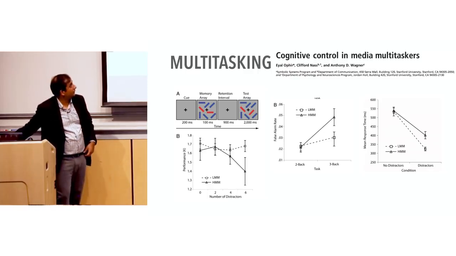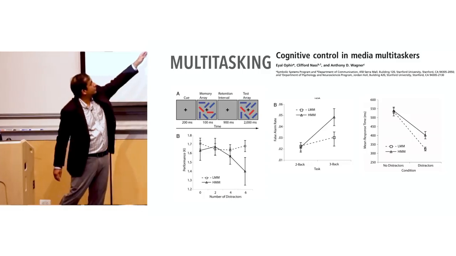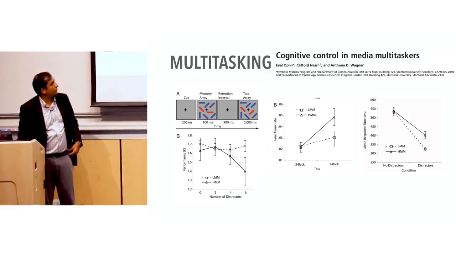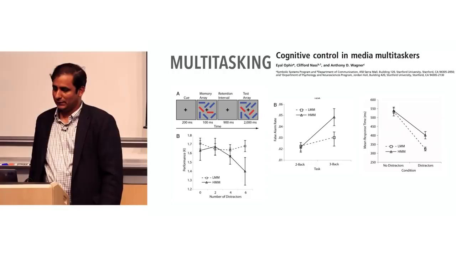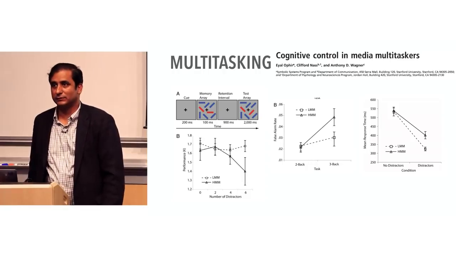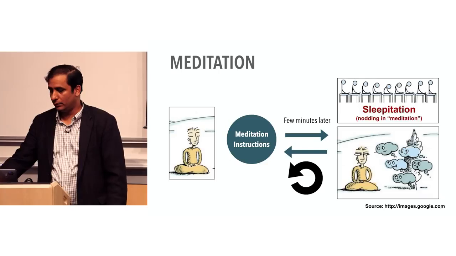Same is true with other cognitive performance, like 2-back and 3-back memory tasks. They perform pretty poorly on that. A high number means you have a higher false alarm rate, meaning you're a poor performer, and you're also slower than people who are light multitaskers. And again, how do you learn not to multitask?